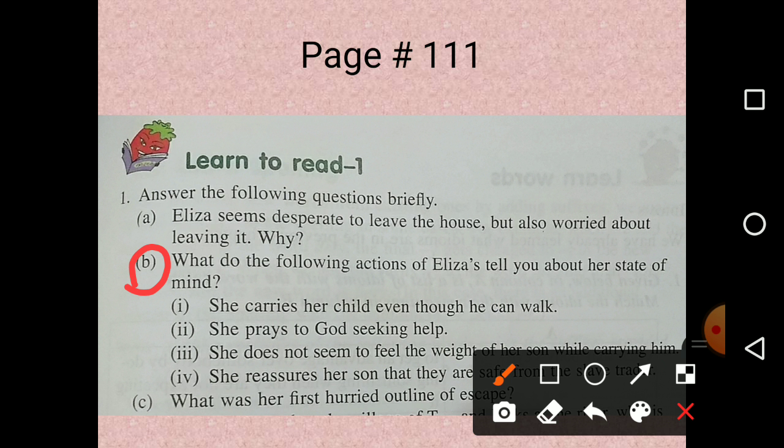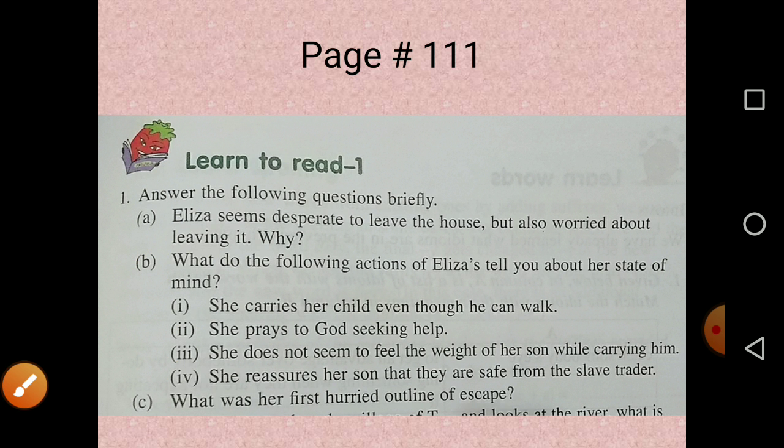Now, part B. What do the following actions of Eliza tell you about her state of mind? Action number 1, 2, 3, 4. One after another we are going to discuss what these actions are telling us about Eliza's state of mind. State of mind means what was she thinking at this time. The very first one: she carries her child even though he can walk. We have read that the child can walk, but she carries her child. She does not even want to leave the child for a minute.